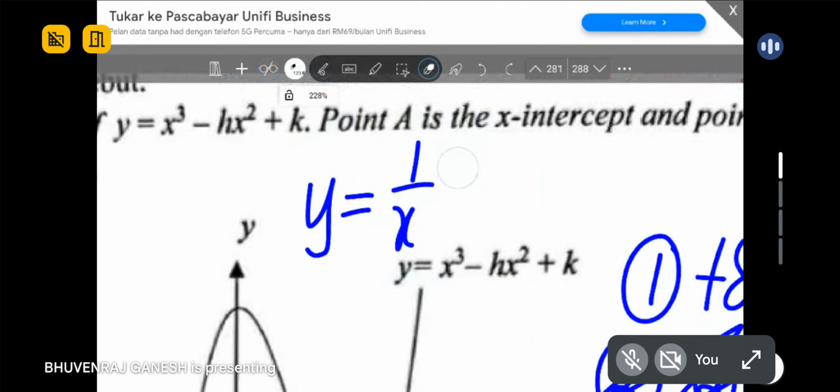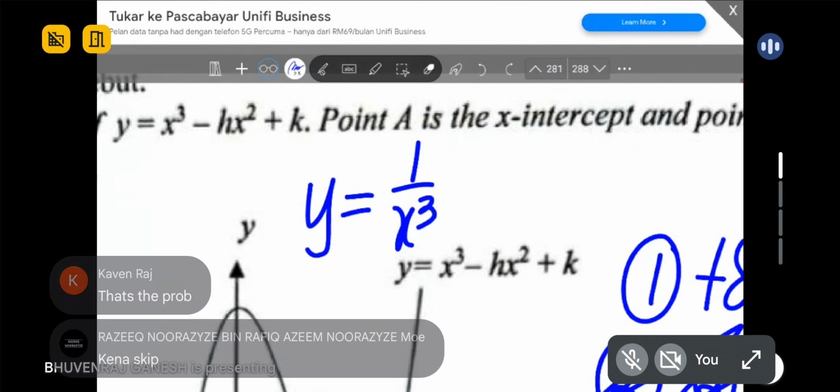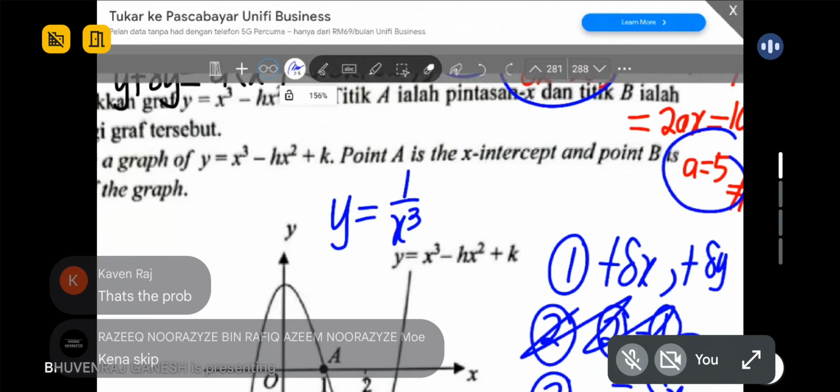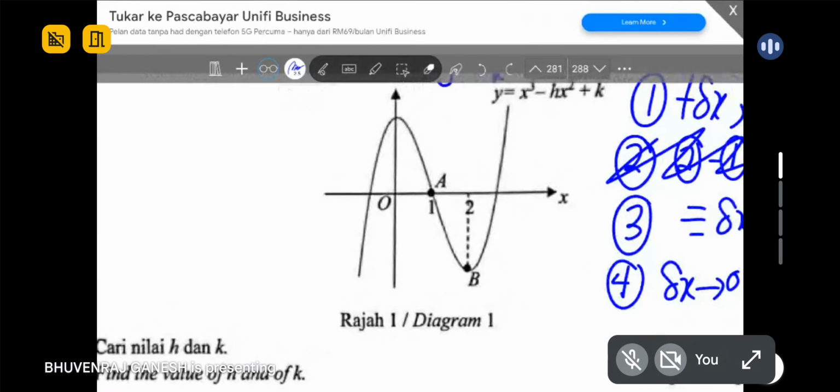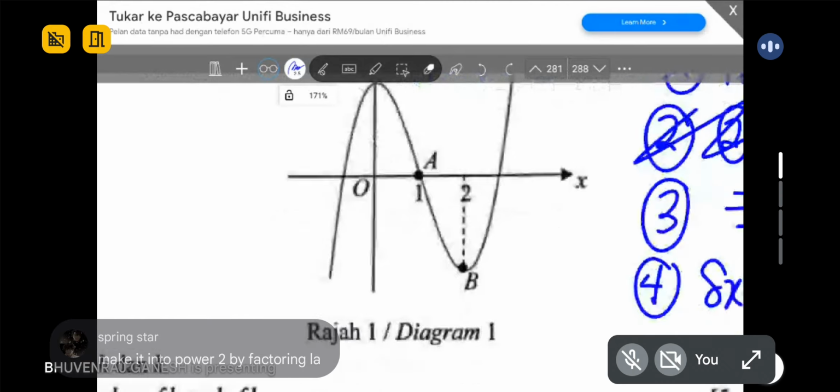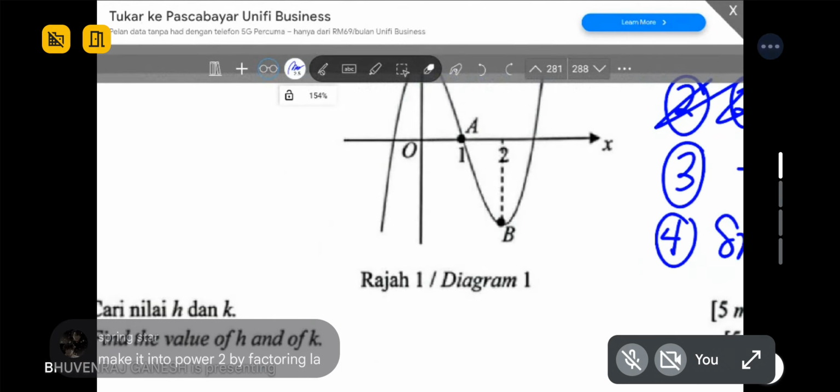Easy? Are you sure? What if I put a power 3 here? Easy? First principle. I ask you guys this one. Is it easy? So you guys think and see before you say easy. Okay? I just add power 3, it becomes hard already, guys. Okay. So next one.